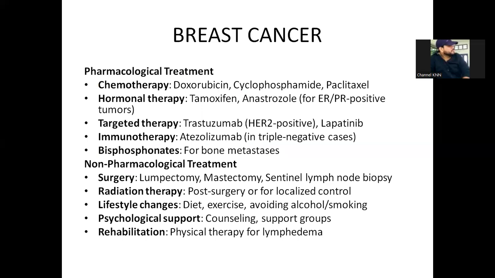When it comes to pharmacological treatment, chemotherapy is mainly done using doxorubicin, cyclophosphamide, and paclitaxel. Hormonal therapy can be done using tamoxifen and anastrozole. Targeted therapy can be done using drugs like trastuzumab and lapatinib. Immunotherapy can be done with atezolizumab, and bisphosphonates can be given for bone metastasis. Next, non-pharmacological treatment mainly involves surgery, radiation therapy, lifestyle changes, psychological support, and rehabilitation therapy.